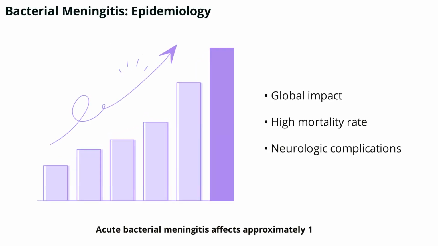Acute bacterial meningitis affects approximately 1.2 million people globally each year, resulting in around 170,000 deaths. In the United States, mortality remains at about 15%, with 10–30% of survivors experiencing neurologic complications such as hearing loss or learning disabilities. These statistics highlight the urgent need for effective prevention and treatment strategies.